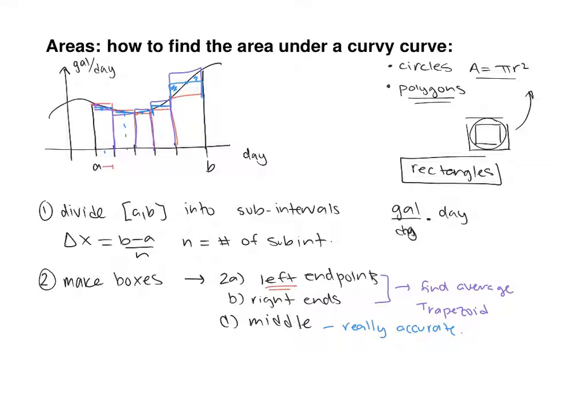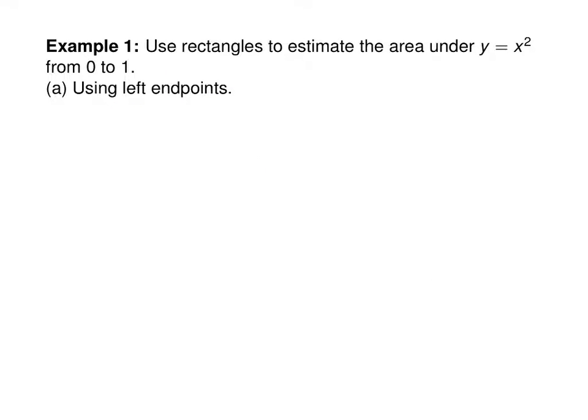Okay. So let's do this with a specific curve. Suppose we take the curve y equals x squared, and we have it from 0 to 1. So the curve goes through the point 0, 0, and the point 1, 1. It's a parabola.